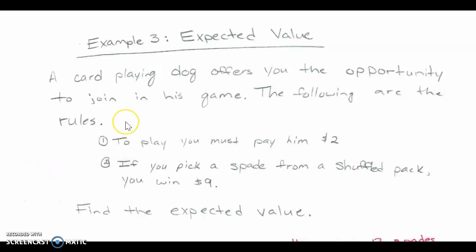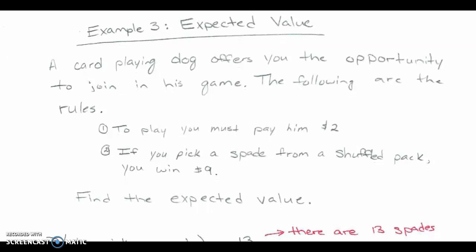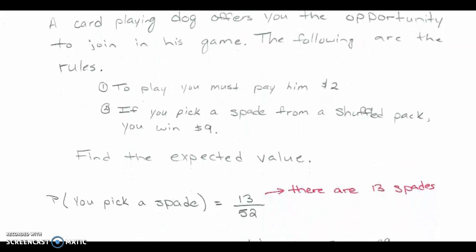So still looking for expected value, and we are told a card-playing dog offers you the opportunity to join his game. The following are the rules. You must pay him $2 to join the game. And if you pick a spade from the shuffled pack, you win $9. So you've got to pay $2 regardless. And if you win, you will receive $9. Find the expected value.